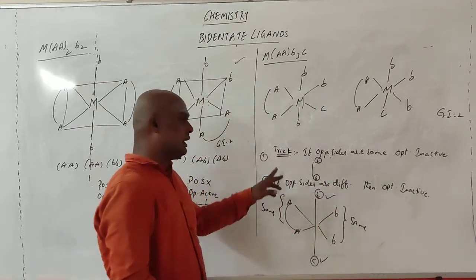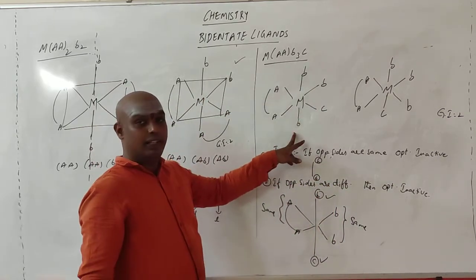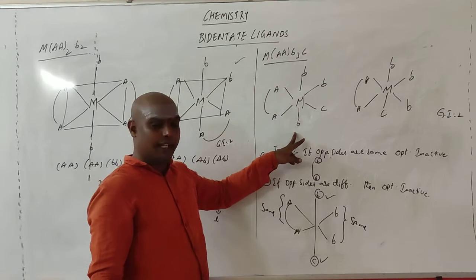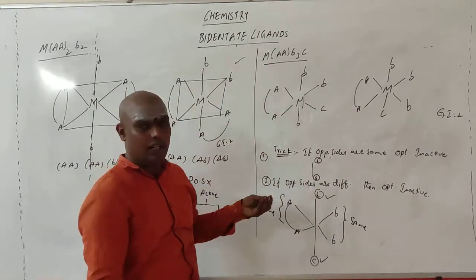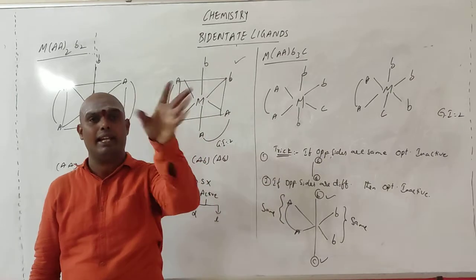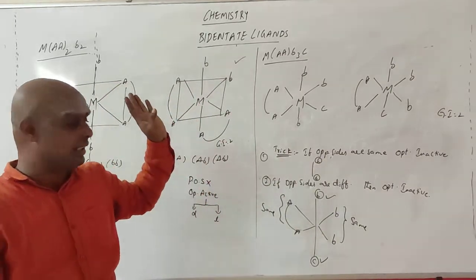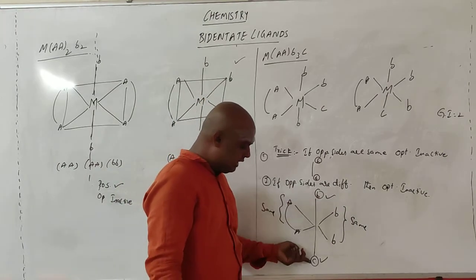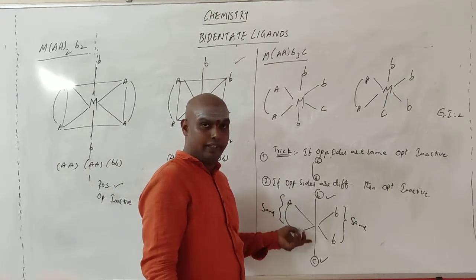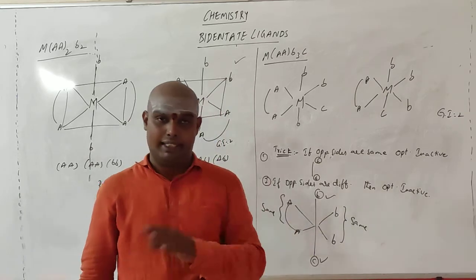Second condition. See, first condition is opposite sides are different. Sorry, opposite sides are same. Then don't go for the second condition. First you go for this condition. Opposite sides are same, optically inactive. No need to check right and left. Next condition is if opposite sides are different. Okay, these two are different. Now check left and right.